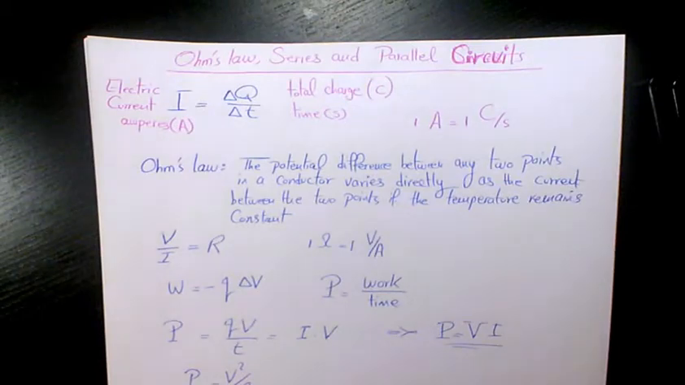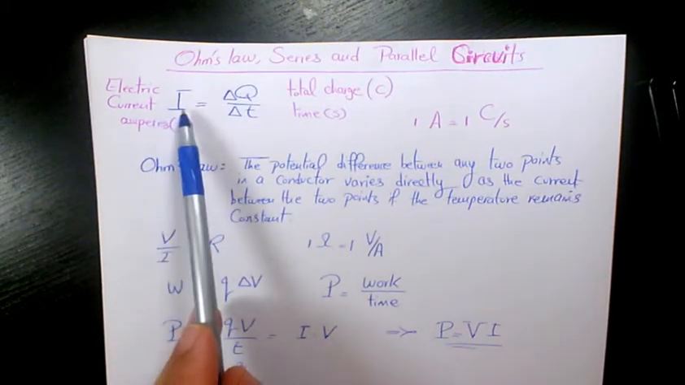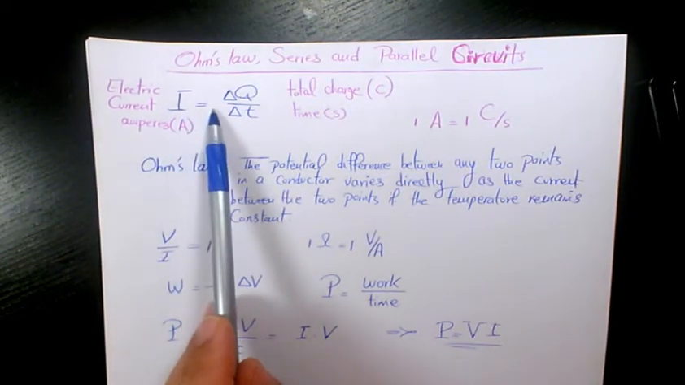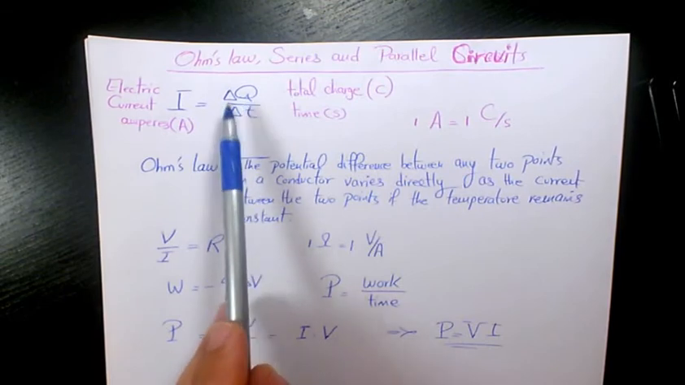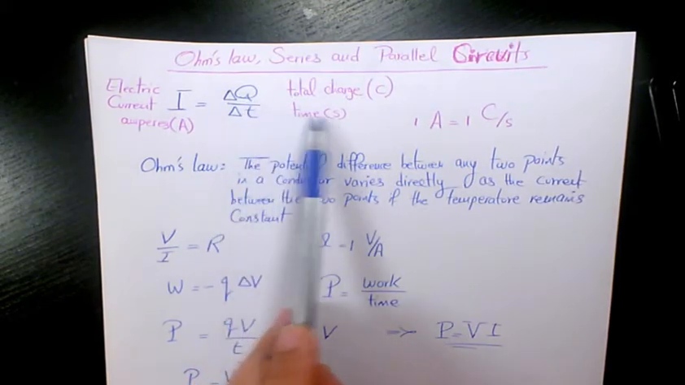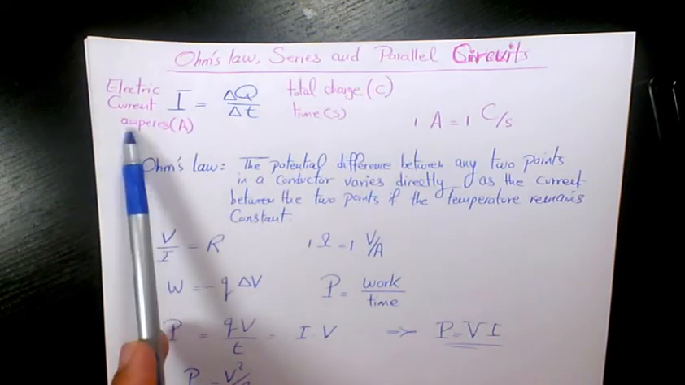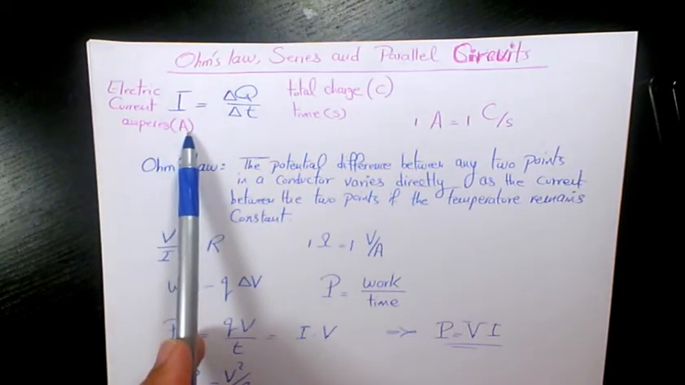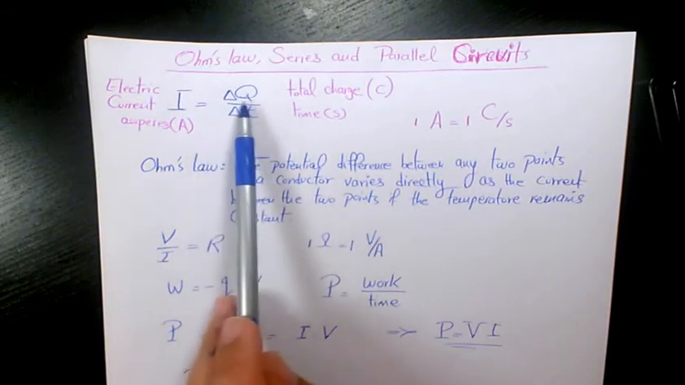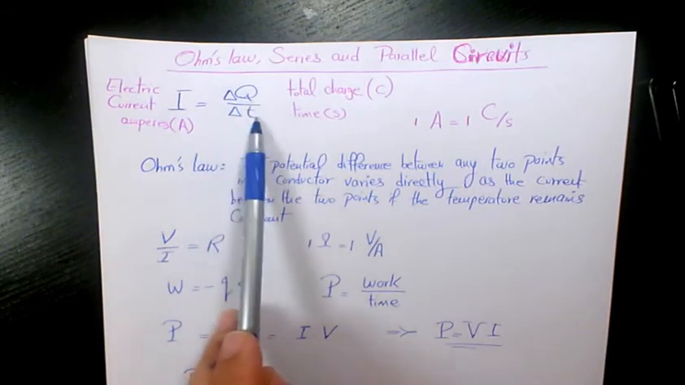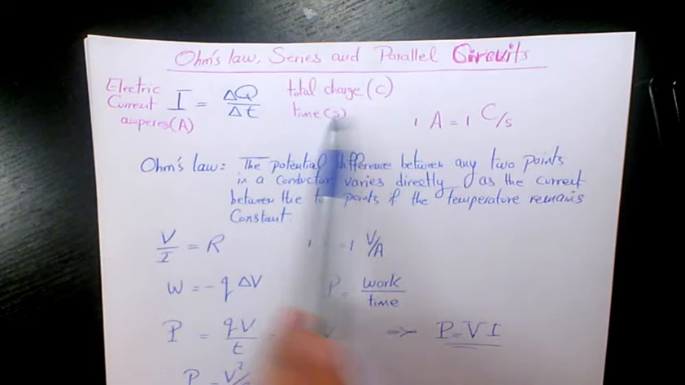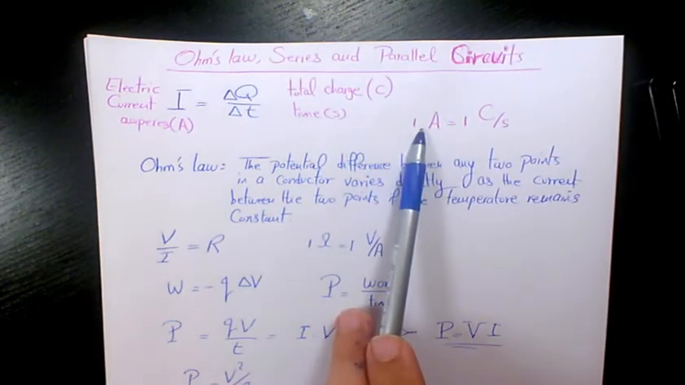Ohm's law, series and parallel circuits. We know electric current is shown by I and is equal to total charge divided by time in terms of seconds. Electric current, the unit for it is amperes, which is shown by A. And as you see here, the change in Q divided by time in terms of seconds, so it's coulomb per second, equals 1 amp.